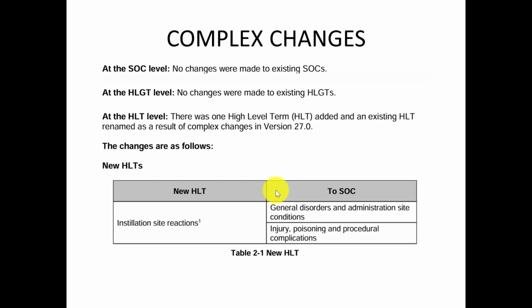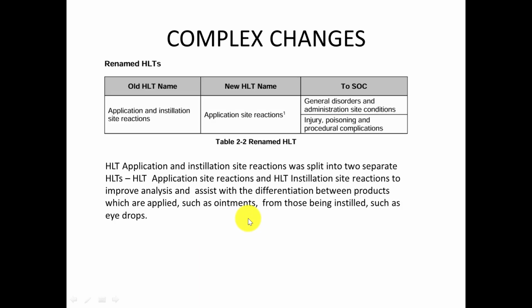Now the complex changes. No changes were made at the SOC level. Also there were no changes made at the HLGT level, in the hierarchy we have seen. There were two changes made at the HLT level, so we'll see what those changes were. One was a new HLT added, installation site reaction, which goes to two SOCs, general disorders and injury and poisoning. Another was renamed: application and installation site reactions was changed to application site reaction.